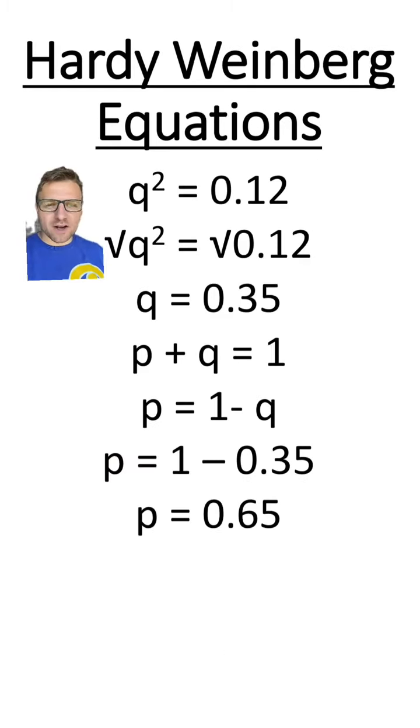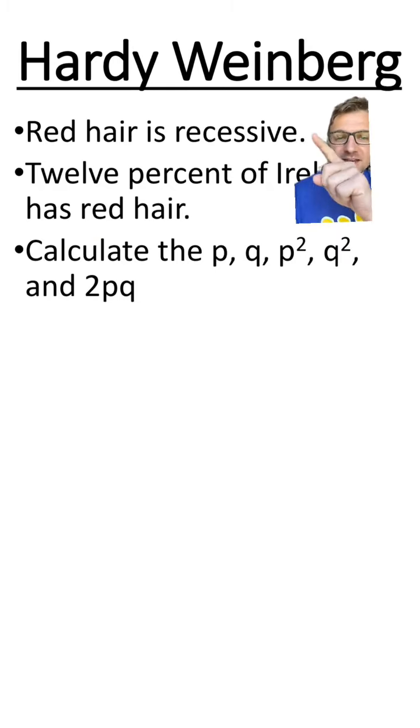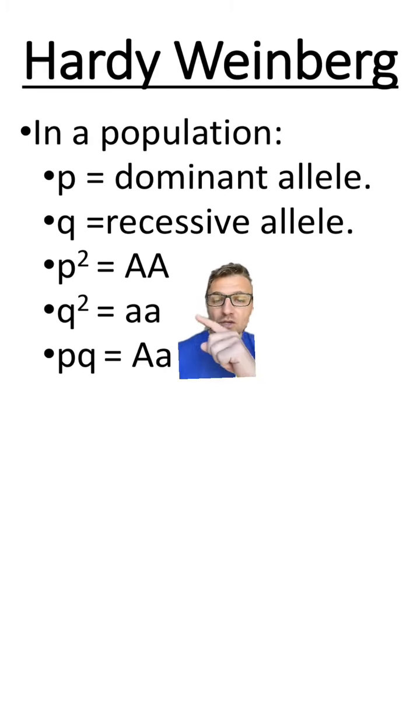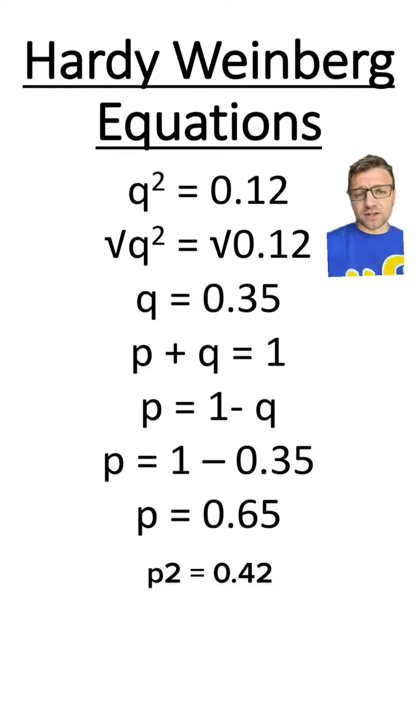We already know one of the variables, q squared. This is because it already tells us that 12% of Ireland has red hair, and the red hair phenotype is recessive, which means if you have red hair, you are aa, which is the q squared. So again, we already know what q squared is. It's 12% or 0.12.